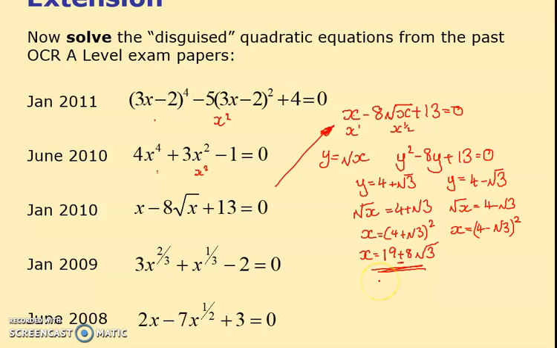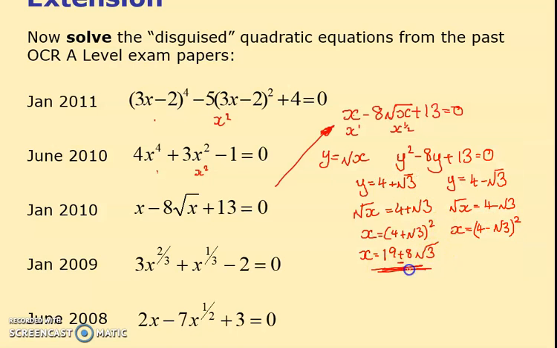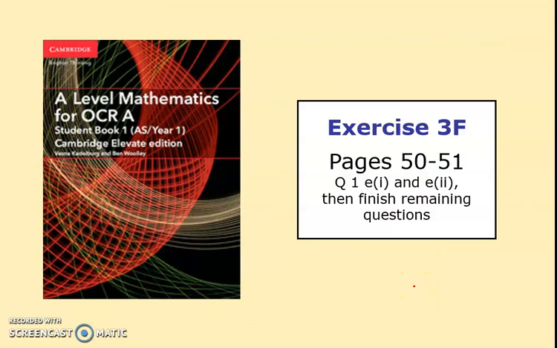So, not as usual as the type we've seen so far, but definitely one that I recommend getting used to, the fact that you've got these different varieties of questions that we want to be able to solve. And interesting, you can see there 19 plus or minus 8 root 3. That was the answer the exam board wanted that year. So hopefully that makes sense.